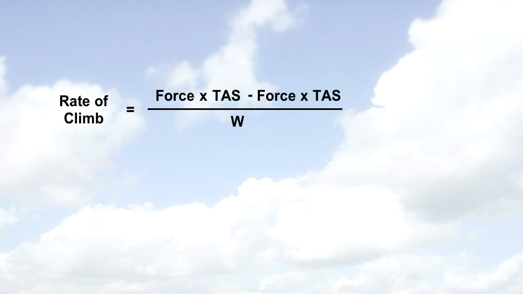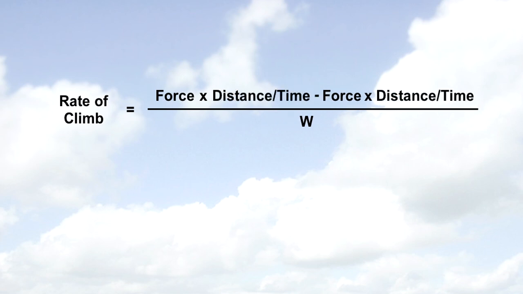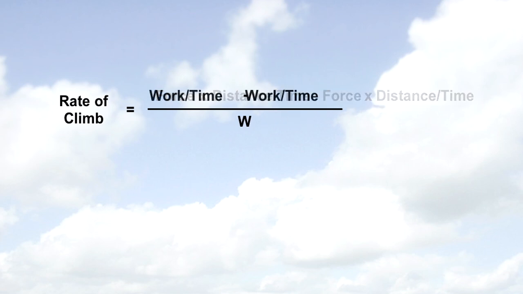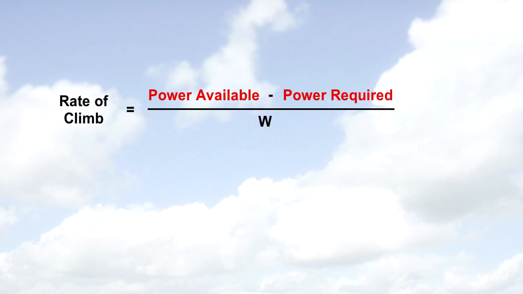Thrust and drag are both forces. Velocity is distance over time. Force multiplied by distance gives work. Work divided by time gives power. This means that instead of thrust multiplied by velocity, the formula now contains the expression power available, and instead of thrust required multiplied by velocity, the formula now has power required multiplied by velocity. The formula now reads power available minus power required, which gives excess power, divided by weight.